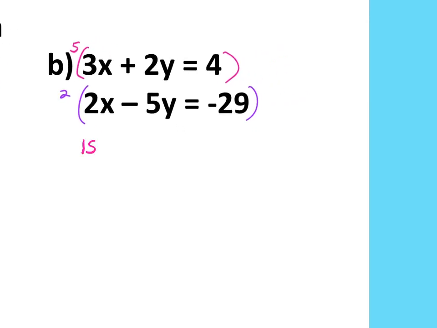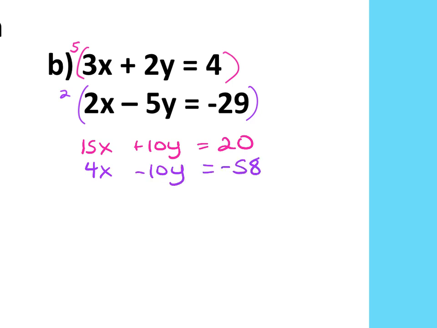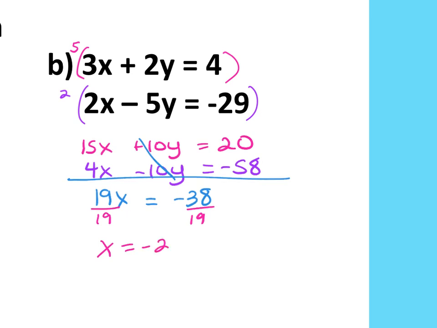So this becomes 15x plus 10y equals 20. And the bottom becomes 4x minus 10y equals negative 58. And then I add, and I get 19x. These cancel, equals negative 38. Divide both sides by 19. X equals negative 2.